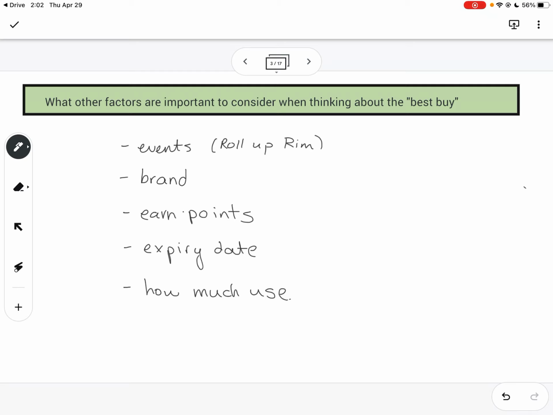For our purposes in this course, we are looking at the best buy mathematically. So calculating the unit price and then comparing two items based on the unit price.